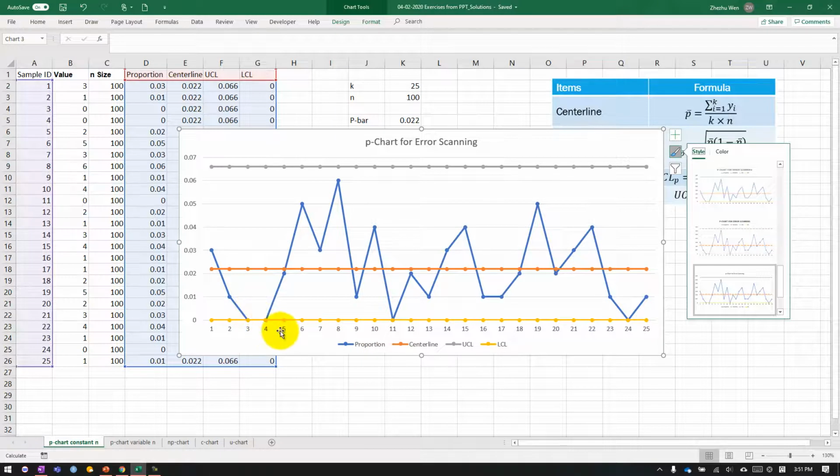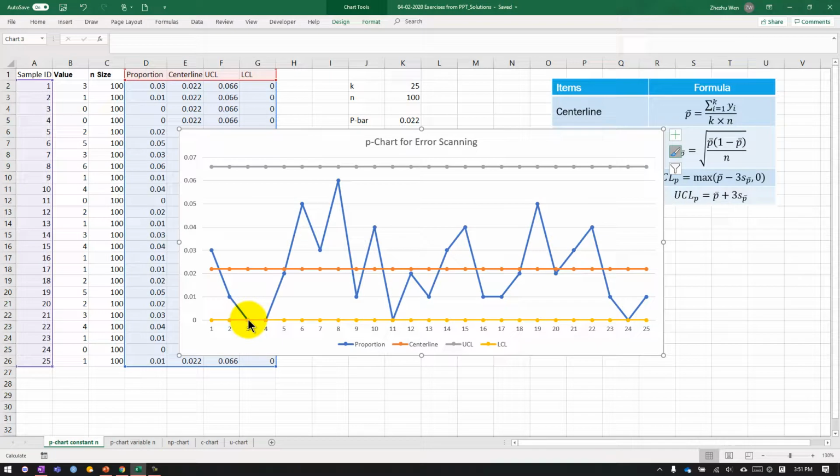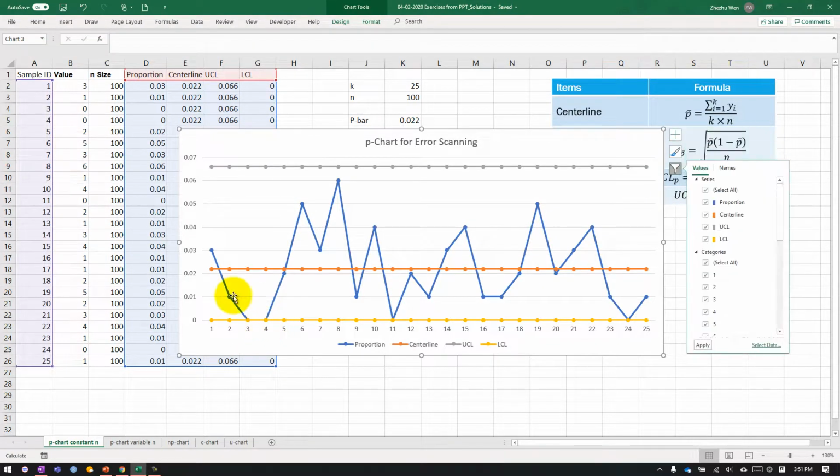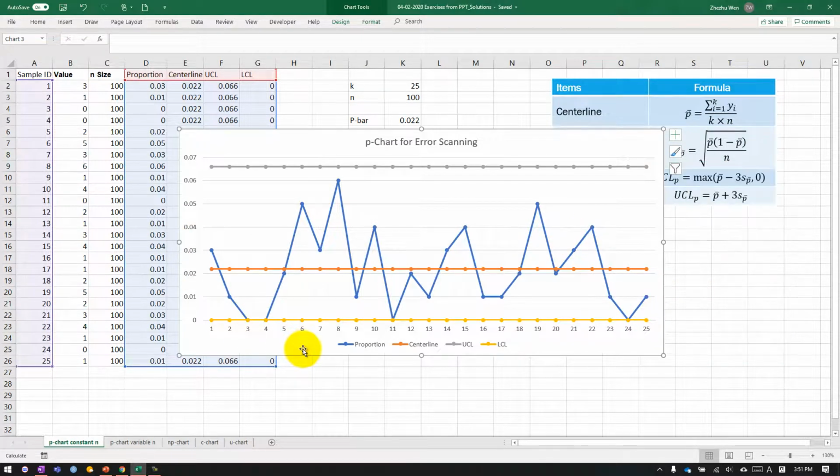It looks like the process is in pretty good control here. Let me see what happened here. Samples 3 and 4 are both 0, so they did not go below the lower control limit. So by looking at it, every observation here indicates that the process is within good control.